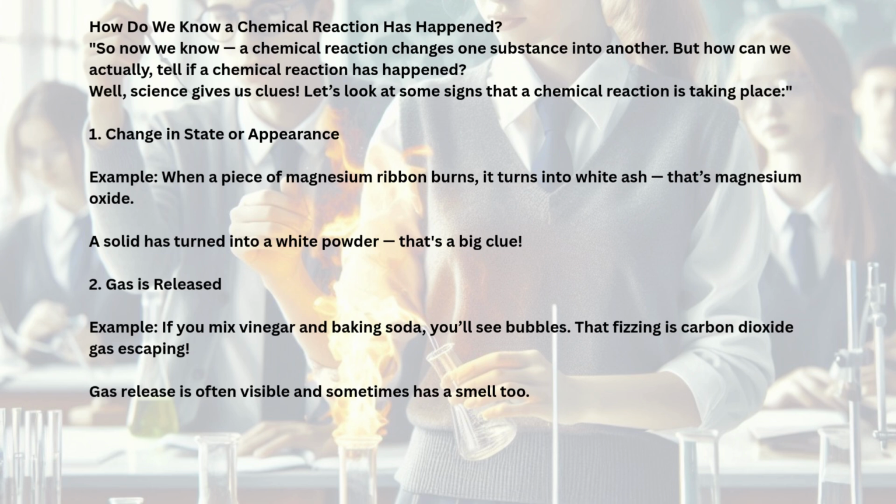Change in state or appearance. Example, when a piece of magnesium ribbon burns, it turns into white ash. That's magnesium oxide. A solid has turned into a white powder. That's a big clue. Next, gas is released. Example, if you mix vinegar and baking soda, you will see bubbles. That fizzing is carbon dioxide gas escaping. Gas release is often visible and sometimes has a smell too.